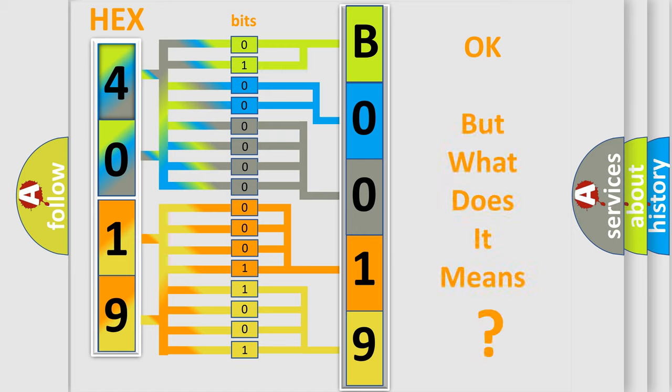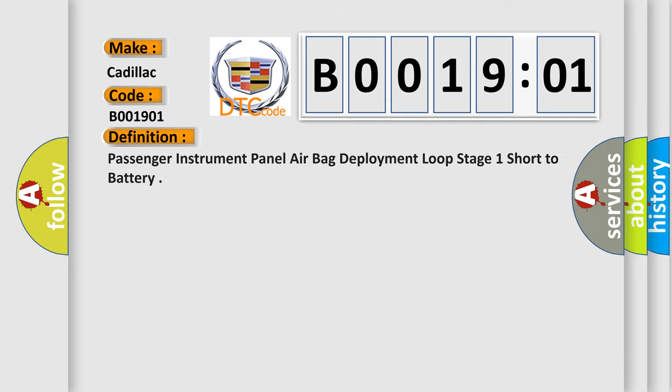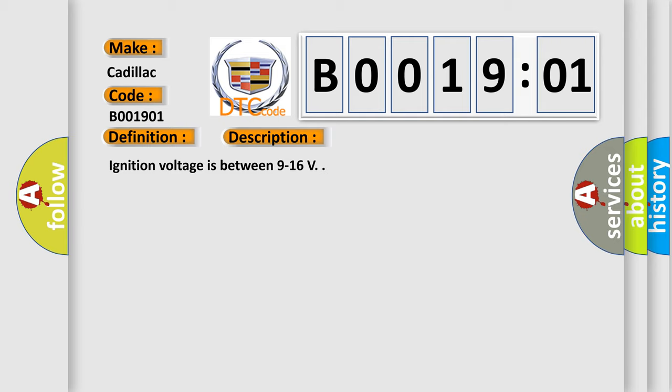The number itself does not make sense to us if we cannot assign information to what it actually expresses. So, what does the diagnostic trouble code B0019-01 interpret specifically for Cadillac car manufacturers? The basic definition is: passenger instrument panel airbag deployment loop stage 1 short to battery. And now this is a short description of this DTC code. Ignition voltage is between 9 to 16 V.